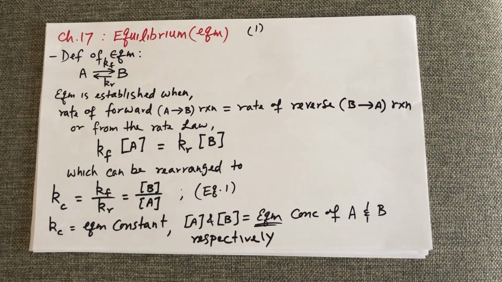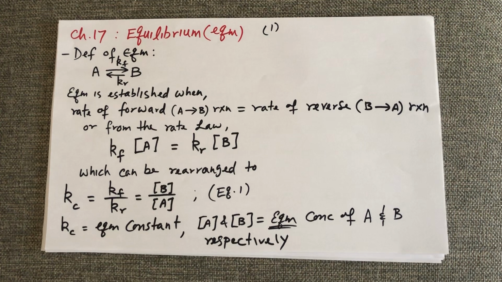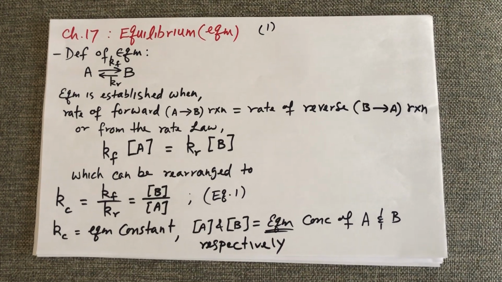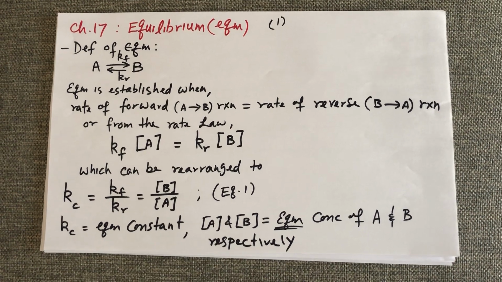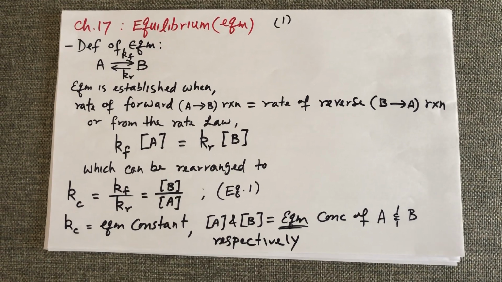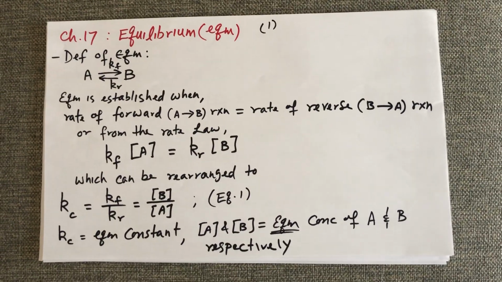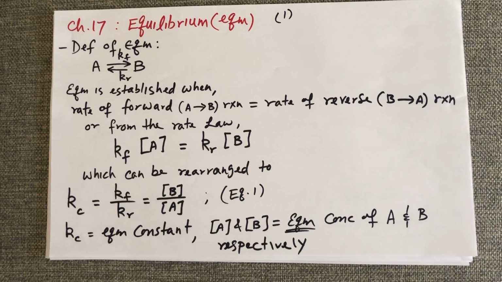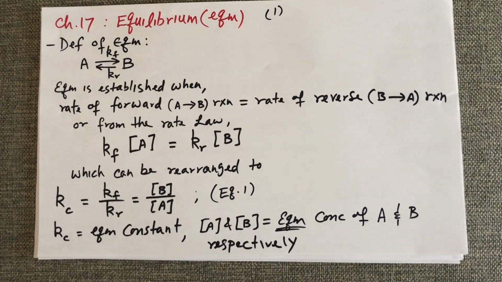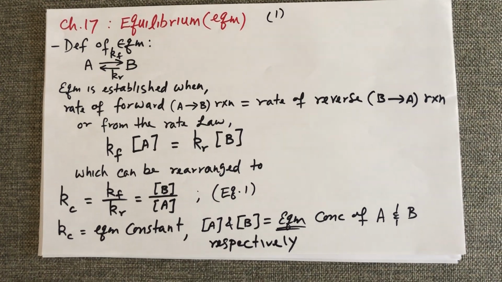Okay, good morning, everybody. This is the basic concepts of chapter 17, the chapter on equilibrium. First thing we want to do is to define equilibrium. So if you look at the reaction of A going to B, B going back to A, first of all, that reversible arrow indicates equilibrium, meaning we have reactant going to product, product going back to reactant.